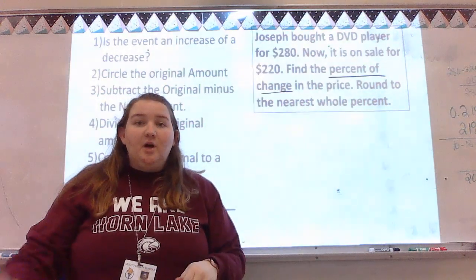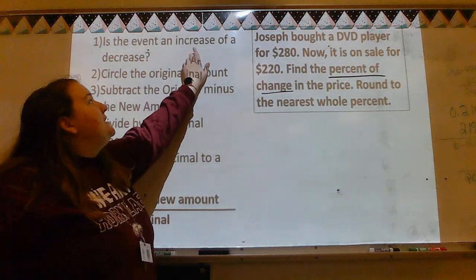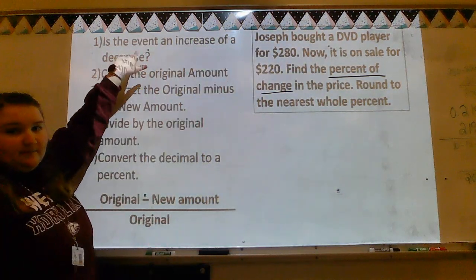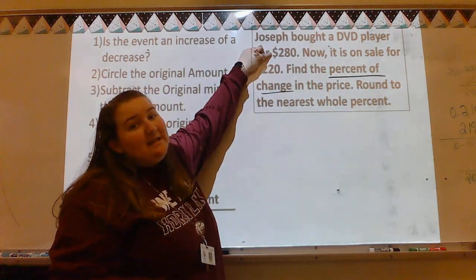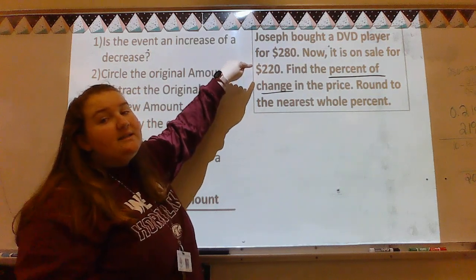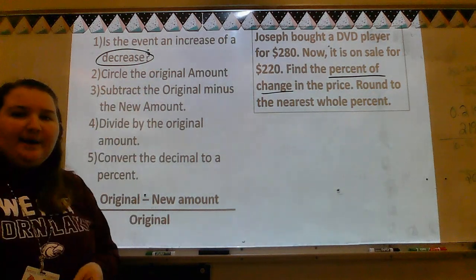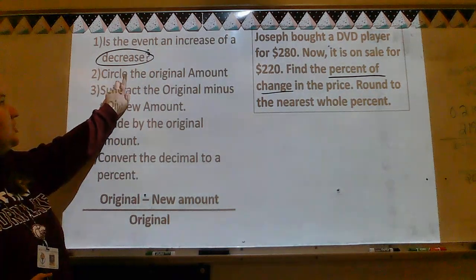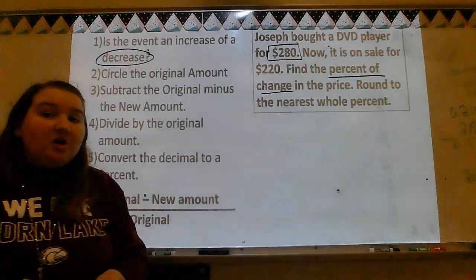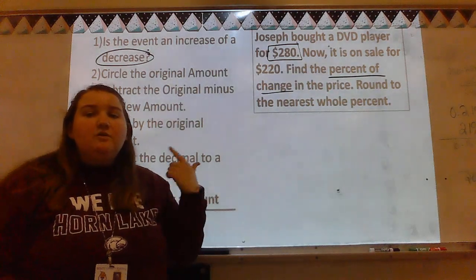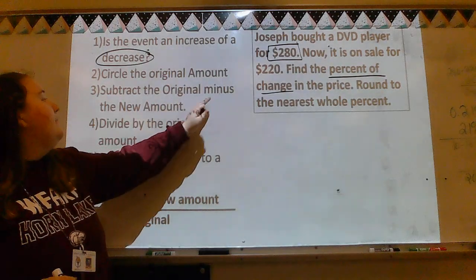So what's the difference from the original to the new one? Number one, is the event an increase or a decrease? Now I know it's a decrease because the original price is bigger than the second price. So this is going to be a decrease. Now, I want you to circle the original amount, so 280. I'm having you circle it, that way you don't forget that it's important and you know what to do later. Number three, subtract the original minus the new.